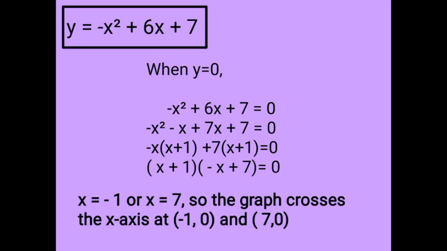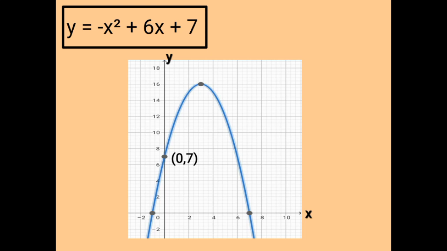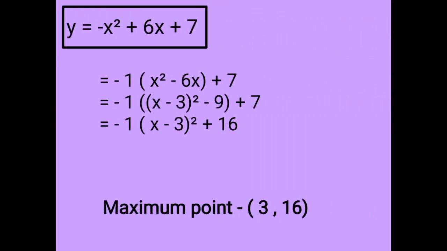Factorize to find the coordinates in which the graph crosses the x-axis. So, (x plus 1)(minus x plus 7) equals 0. Then x equals minus 1 or x equals 7. So, the graph crosses the x-axis at minus 1 and 7. You can see the graph to find the points in which it crosses the x and y axis.